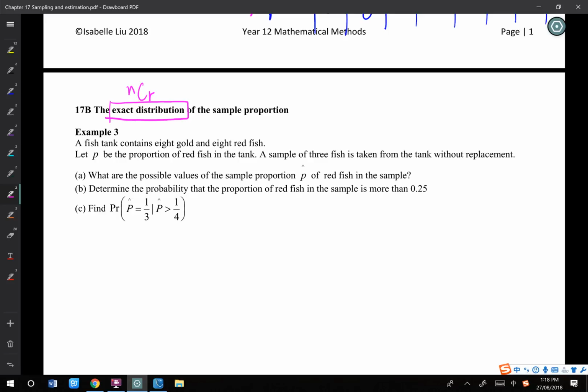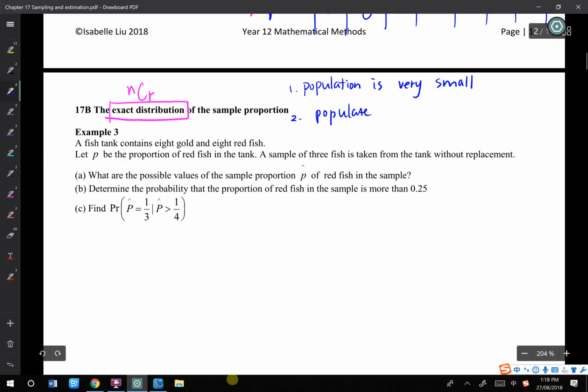For this type of question, when do you use nCr? A couple of requirements. First, population is very small. Second, population amount is given. How many in total is given? That's the 2 requirements you will have. Small population, and it is telling you. Okay, so population is given.